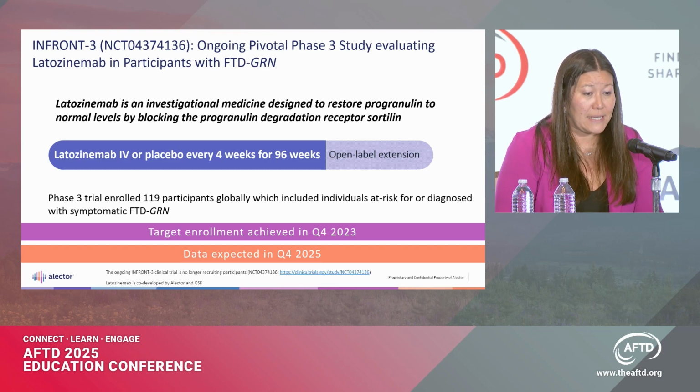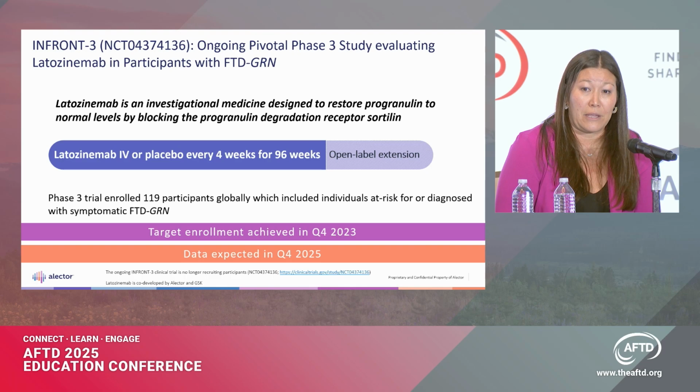So it is a phase 3 study where we're following individuals for 96 weeks. And after that 96 weeks, there is an open label extension where the individuals who completed the first part of that study could roll into the open label extension, where everyone in the open label extension could receive the active drug, which is latozinemab.